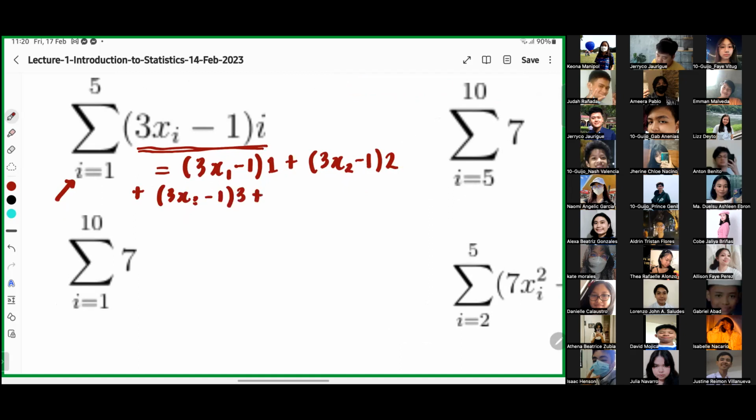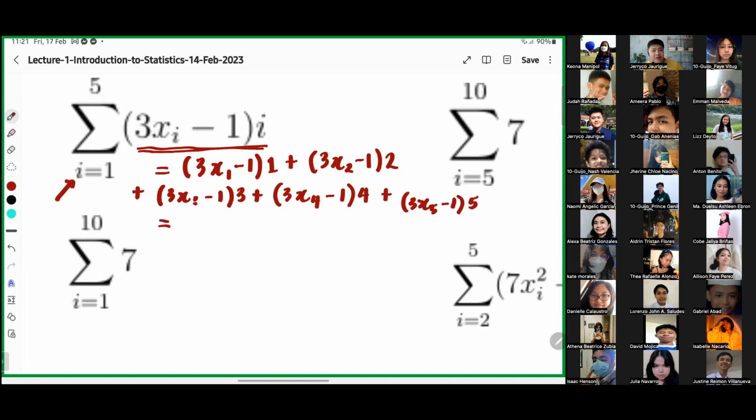Plus 3x, tapos po maliit na 4 minus 1 times 4, no? Plus last 3x tapos 5 na maliit po minus 1 times yung 5 po. Times 5. Okay. Alright, thank you.